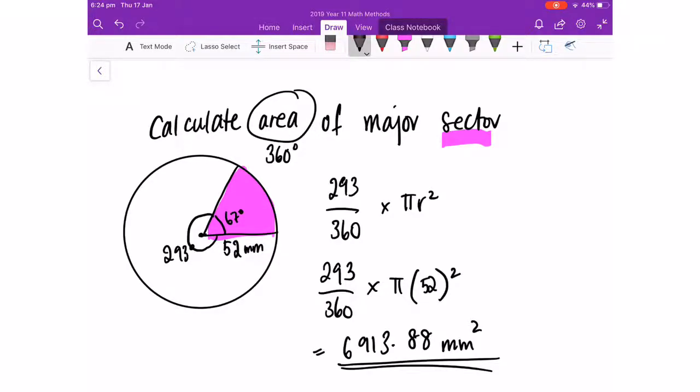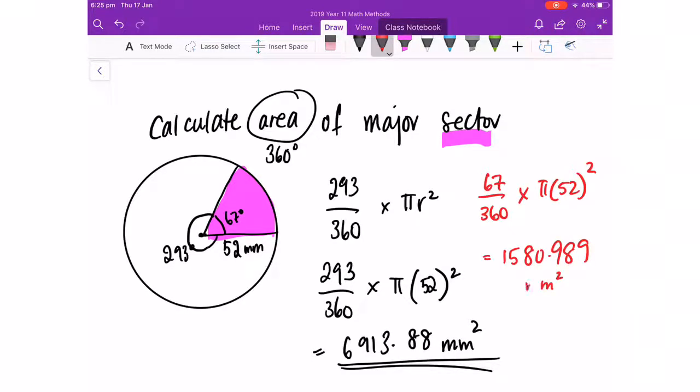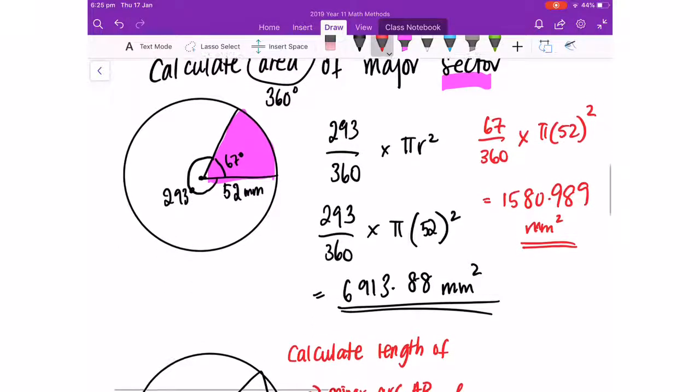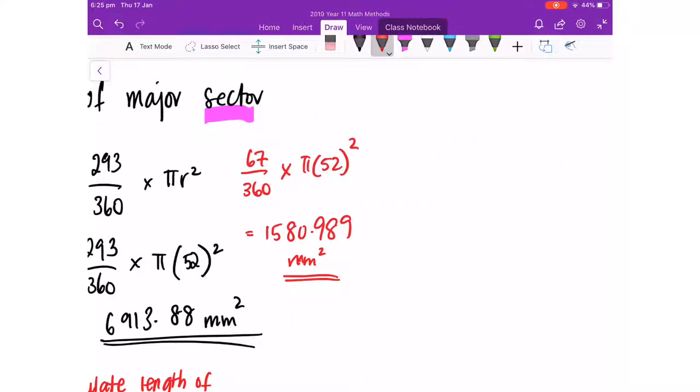So if this was to find the minor sector, so this means that I would actually find that pink section. I'll do it in red pen. Then I would do 67 divided by 360 times pi times 52 squared. I basically do the exact same thing. And that would give me 1580.989, and that's just going to be millimeters squared.